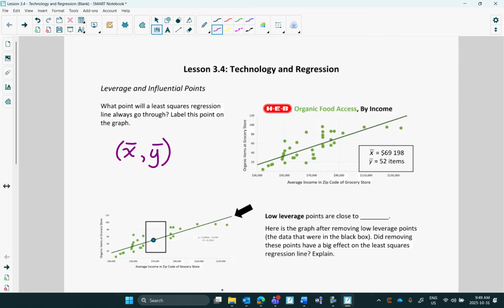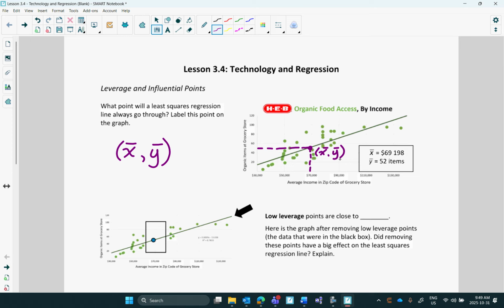So in this example, it was calculated 69,198 for the mean average income, so probably around there. And you can see that matches up with a mean of 52 items. Okay. So one point on the regression line would be X bar, remember, bar stands for mean, Y bar. And you actually find the slope using standard deviation. But like I said, we're not going to do this by hand. We're going to use a graphing calculator to help us.